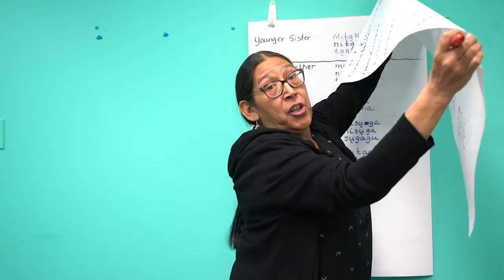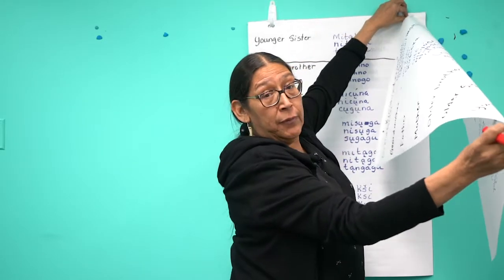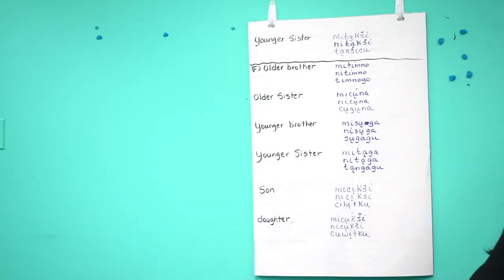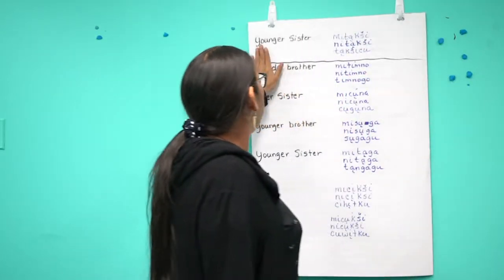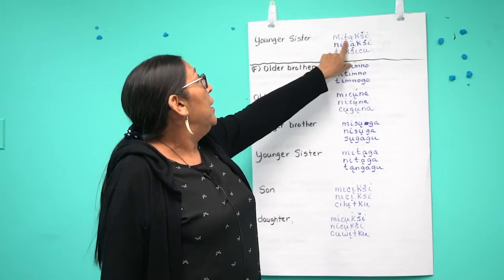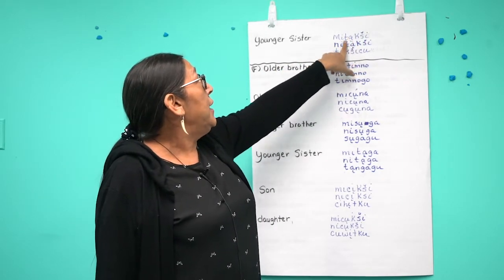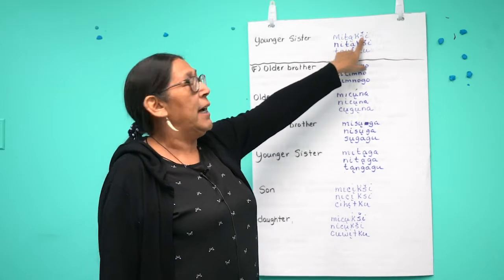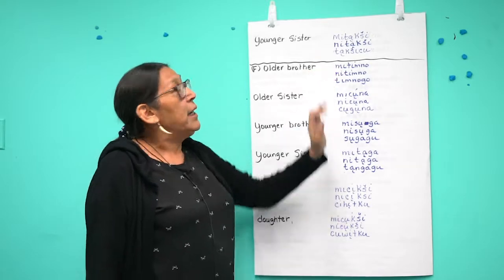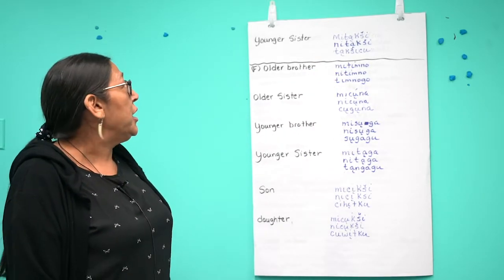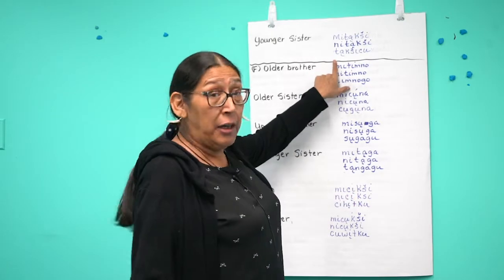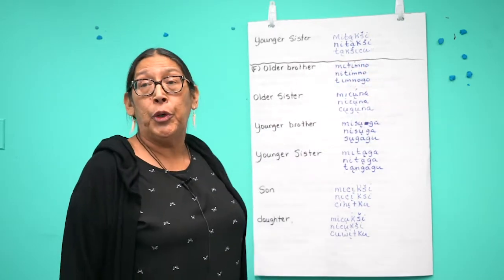And remember now, these are the males. This is from a male point of view. It would be a male speaker. And the male speaker for a younger sister, mitangshi. See that A is nasalized? Mitangshi. Now your sister, she would be nitangshi. And our younger sister, tangshichu.